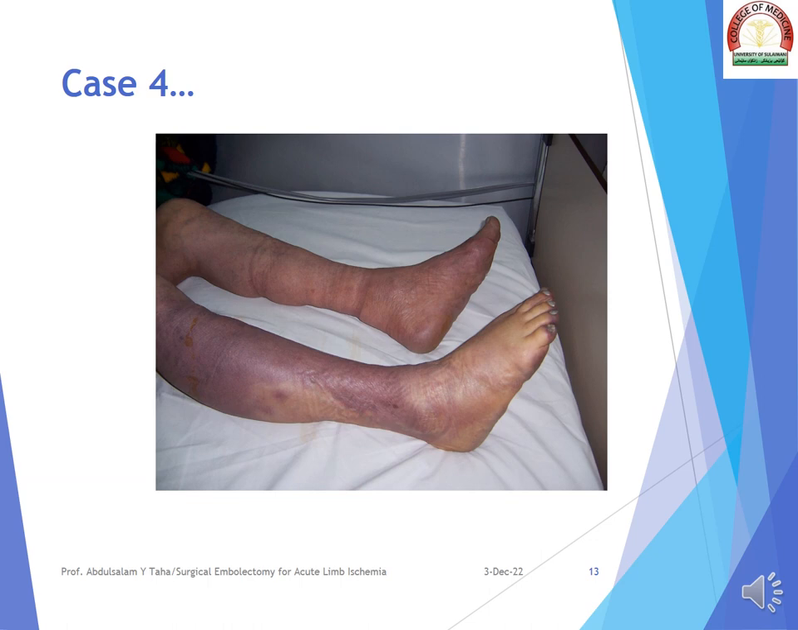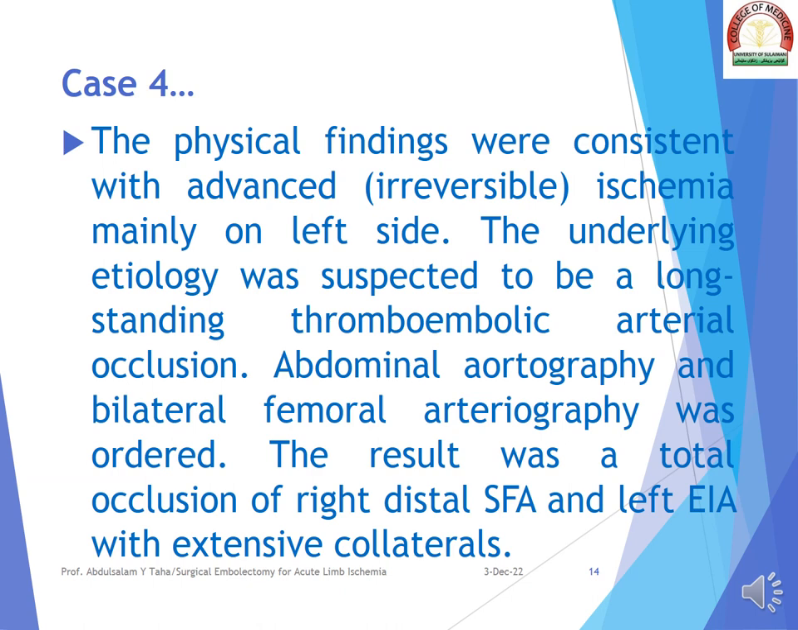This picture shows the legs of the patient with advanced ischemia. The physical findings were consistent with advanced irreversible ischemia, mainly on the left side. The underlying etiology was suspected to be a long-standing thromboembolic arterial occlusion.